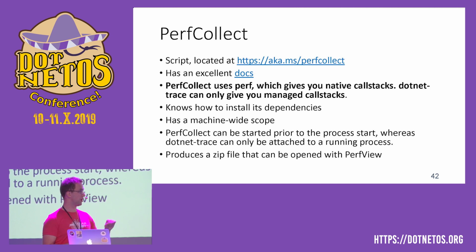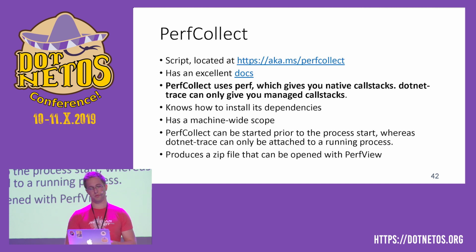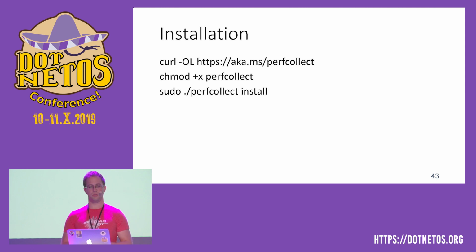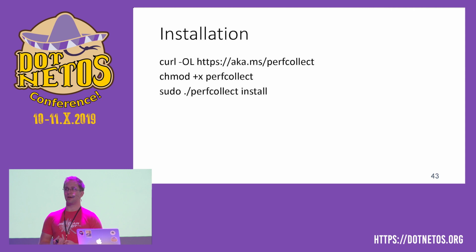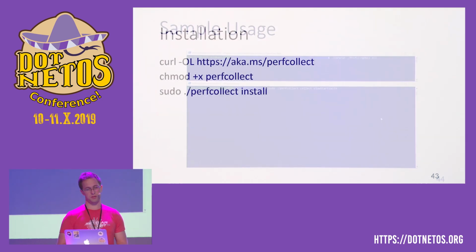However, when we end up using PerfCollect, it's producing a trace file which as of today can be opened only with PerfView. We are working on adding support for more viewers. However, as of today, you need Windows to be able to analyze the data. So how do we install it? We just download the script, make it executable, and run it as sudo with the install command. And it's downloading and installing all the dependencies.